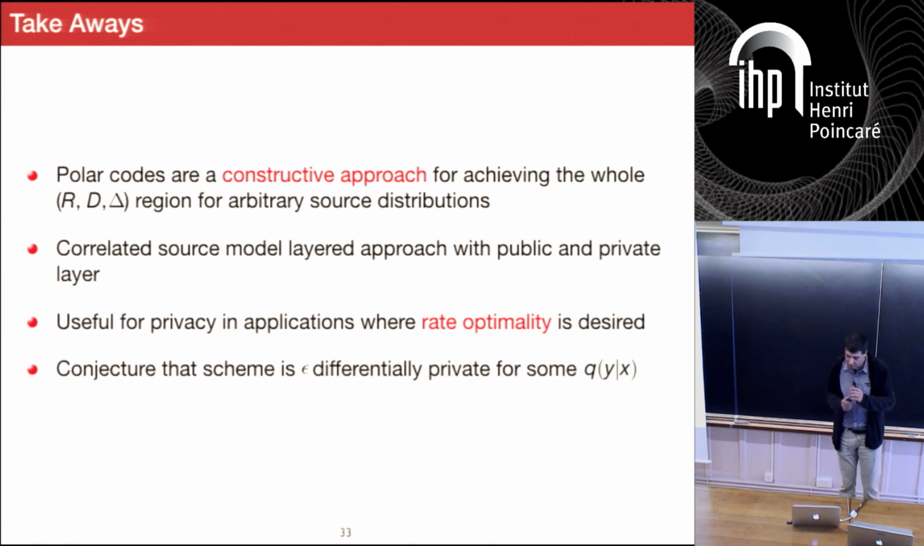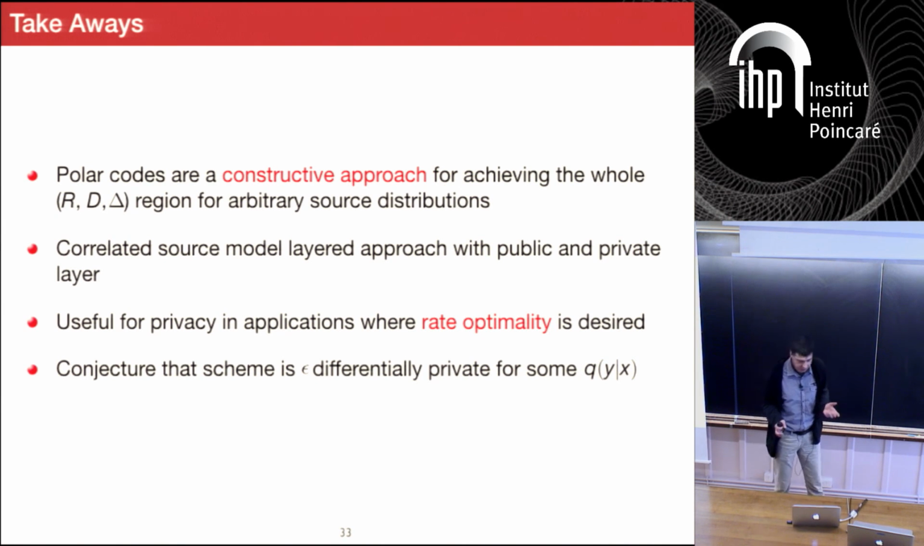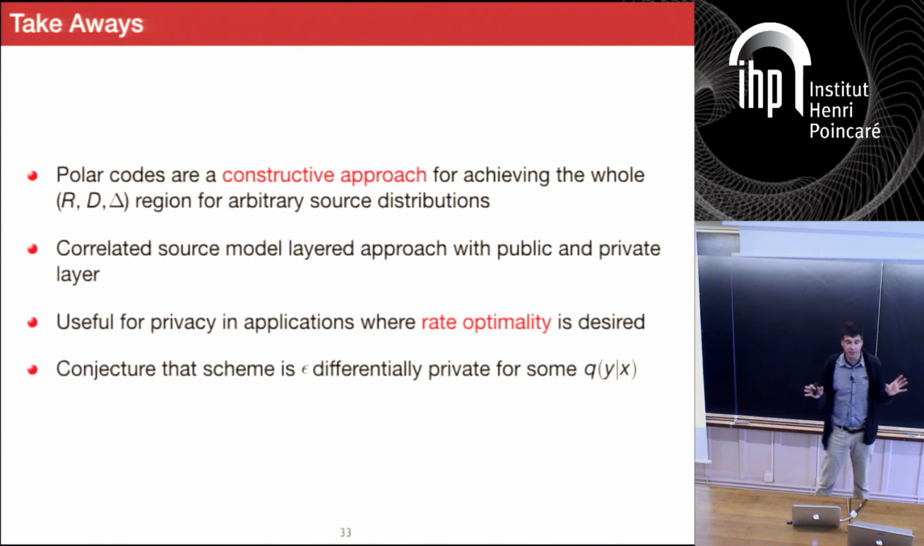So this concludes my talk. I've presented a polar code as a constructive approach for achieving the whole rate distortion region for arbitrary source distortions. Again, we conjecture that the scheme is epsilon differentially private for some distribution Q_XY. The intuition is that if Q_YX is a symmetric channel, we can split it up into two binary channels. For each binary channel, we can find the epsilon differential privacy quantity as I presented on the first slide at the beginning, and we just have to maximize over which one is the biggest. That is the idea for symmetric distributions.